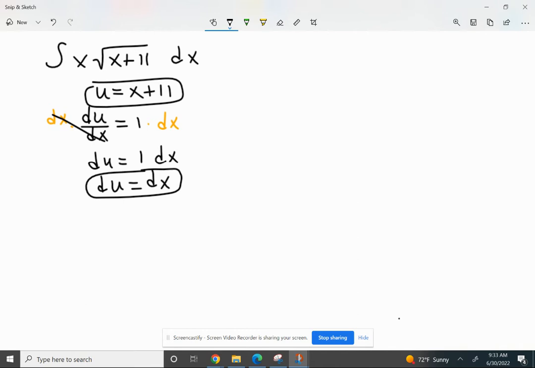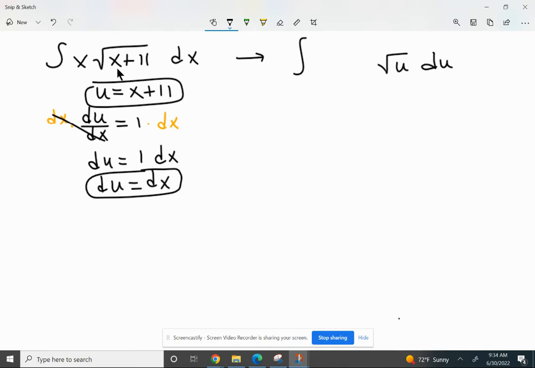The goal is to get everything in my problem that's now x stuff in terms of u. We want everything to turn into u's. So far, I have the square root of x plus 11. Well, x plus 11 is equal to u, so I could rewrite this middle chunk as the square root of u, and leave some room. I can rewrite this dx as simply du.